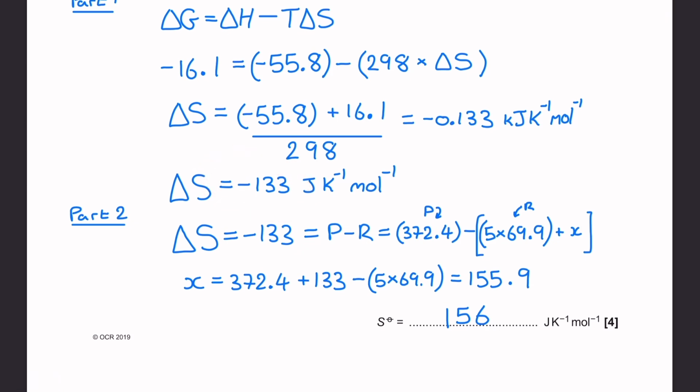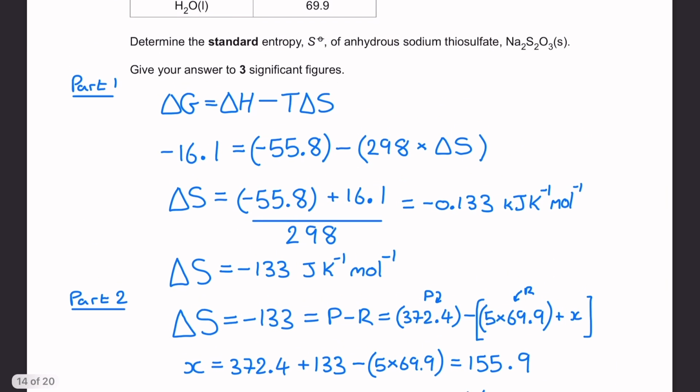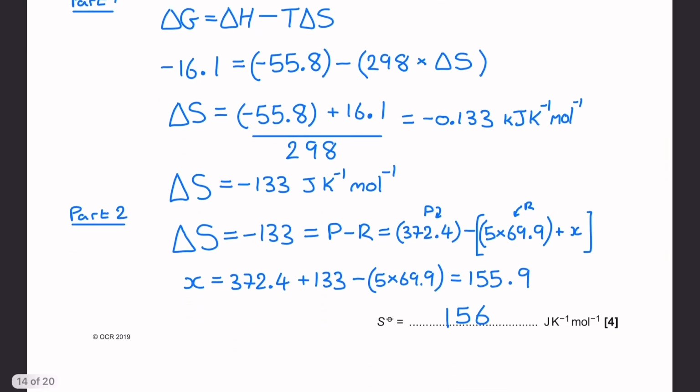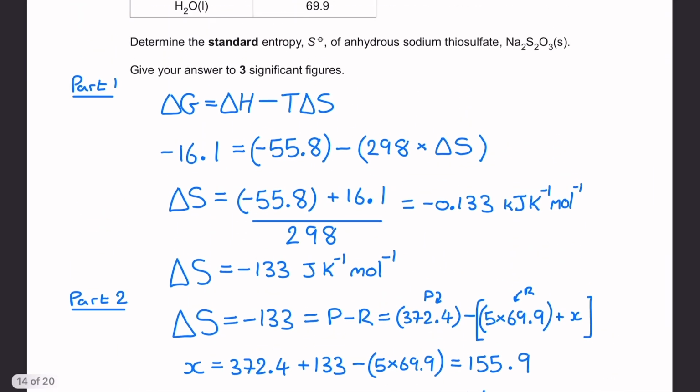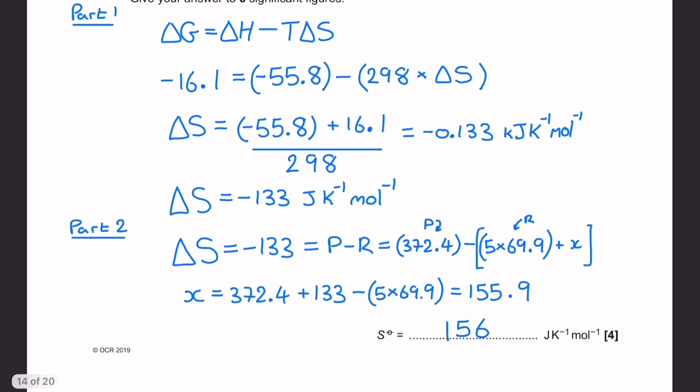Then delta S, remember that delta S is products minus reactants, and the value we want is on the reactant side. So I've got my products, I've got some of my reactants, and then my missing reactant just here in terms of its entropy. A bit of rearrangement, once again, here you go, spoiling you with my rearrangement there, so you can see exactly what I've done, and it gives me a value for that missing value for entropy, which is of the anhydrous sodium thiosulfate, equal to 156. Answer needed to be given to 3 significant figures, just to make a point of why I've rounded that up at the very end.